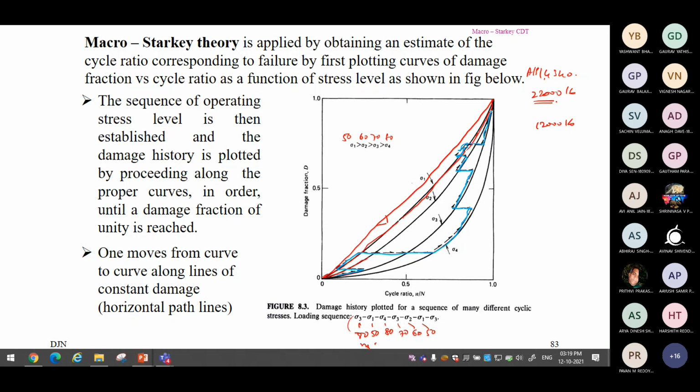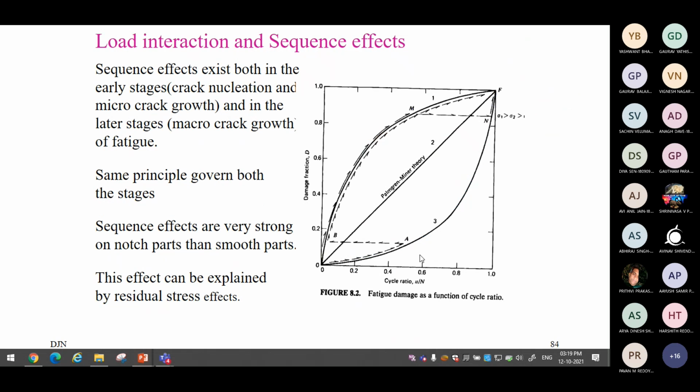So this is a way how experimentally we can determine. For each load, you determine the damage and plot it, and then go for the sequence effect, match the sequence effects. Okay, this theory I have given in your handout. You can look into it. All this theory is mentioned. This example also I have given. This is a simple example just to show you the sequence effect.